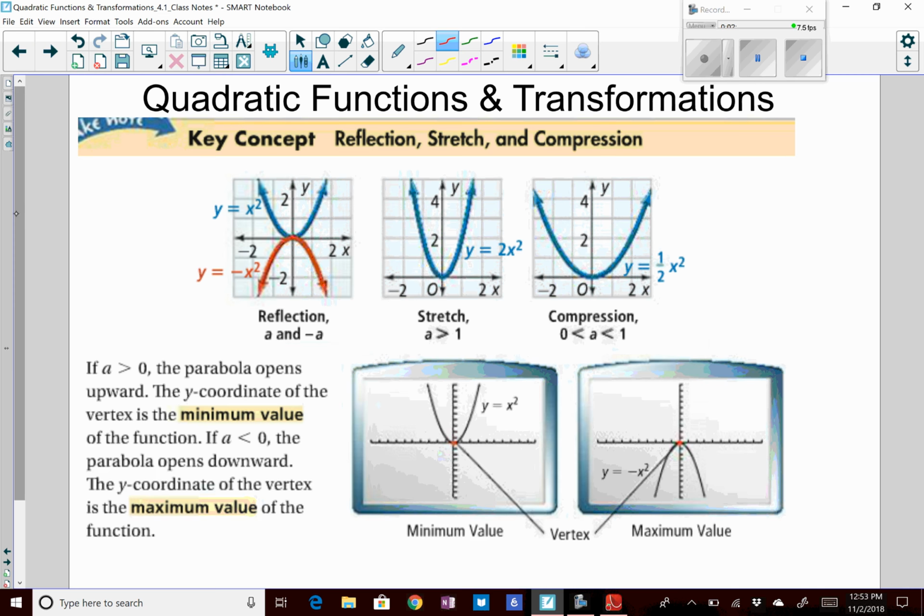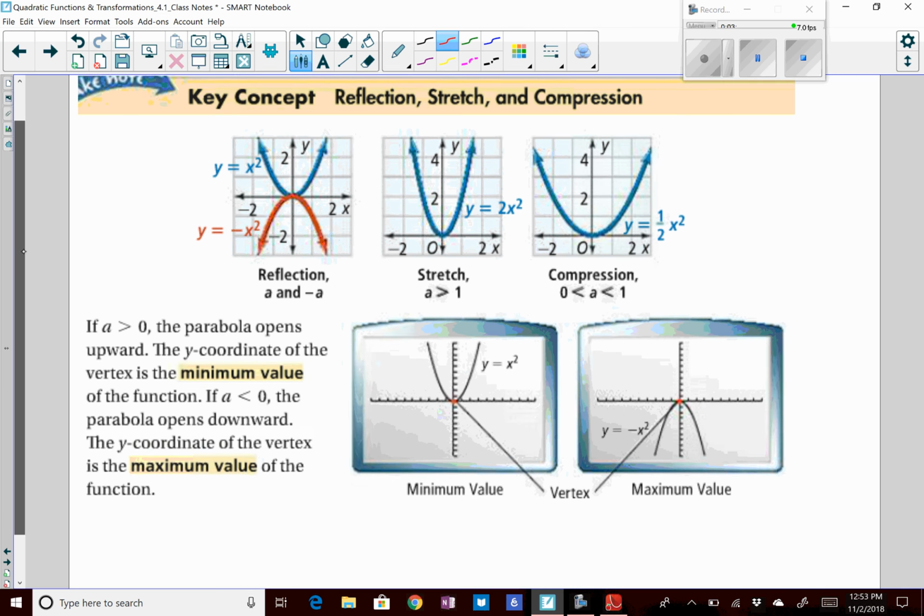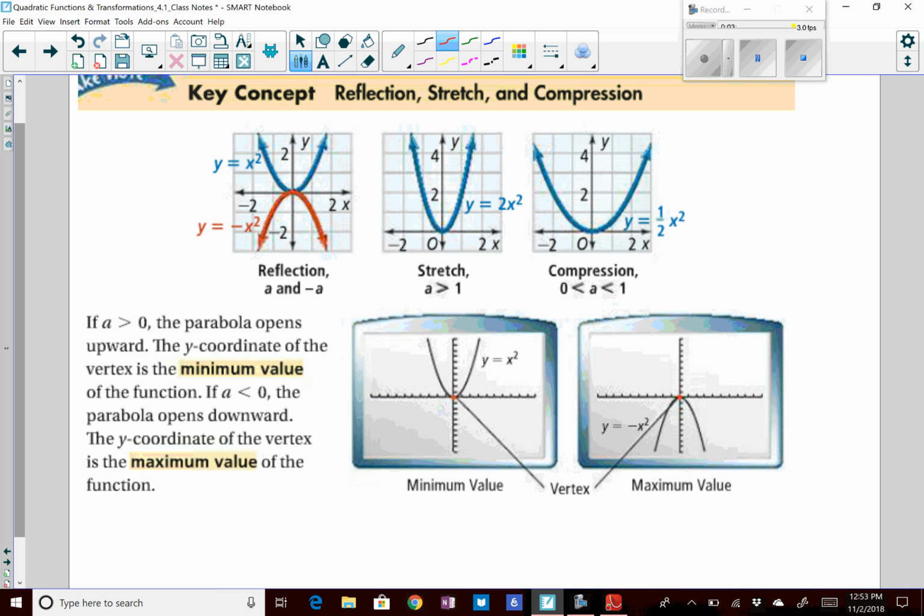Here are some other concepts that relate to transformations. And if you recall from the absolute value functions, they're going to be very much the same. If you take a look here at the graph on the left, it's showing you a reflection. And again, when a is positive, you'll have the parent function here, y equals x squared. But if a is negative, as shown here, the graph flips over the x-axis, so you have a reflection over the x-axis.